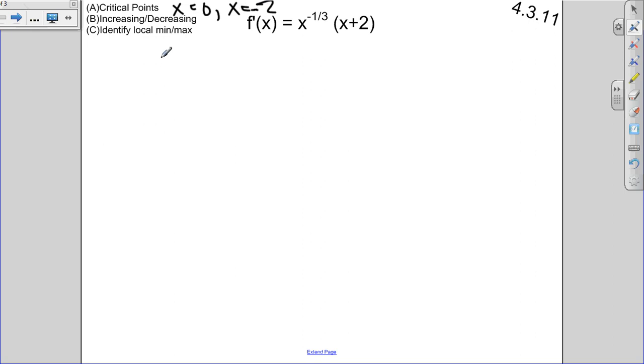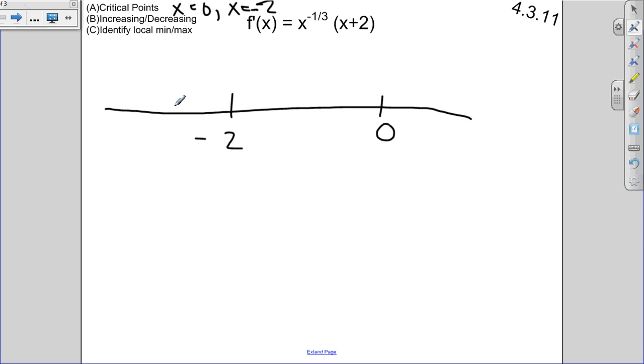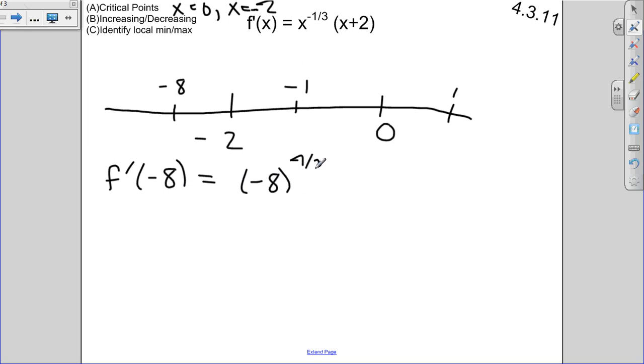So now let's see what that tells us about the function in regards to when it's increasing and decreasing. So let's consider some points around 0 and negative 2. Let's take negative 8, negative 1, and 1 because they're just easy to find. So let's plug them back in. So f prime of negative 8 is negative 8 to the negative 1/3 times negative 8 plus 2.